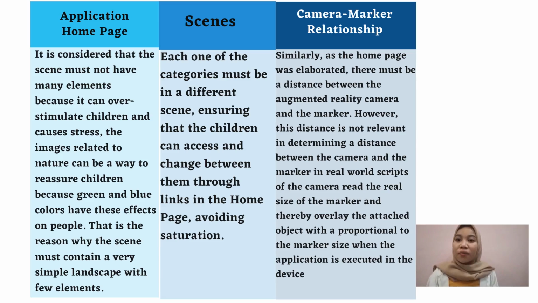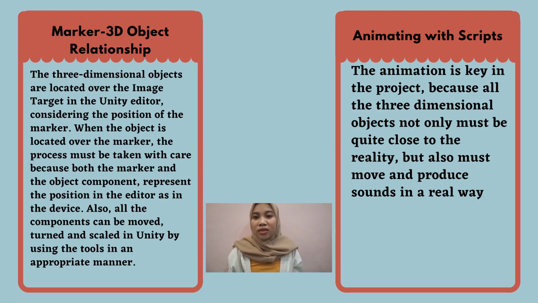reactions. And then for application development, there are application homepage, scene, and camera marker relationship. Application homepage. The homepage must not have many elements because it can overstimulate children and cause stress. Camera marker relationship. There must be a distance between the augmented reality camera and the marker. Okay, for the last there are marker 3D object relationship and animating with script. 3D object and animation are the most important part of this project.